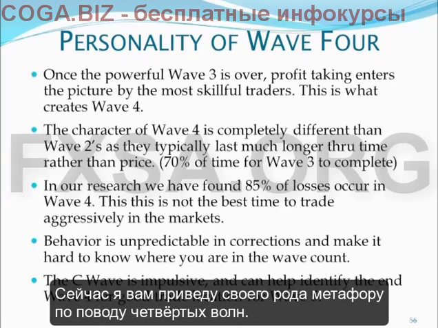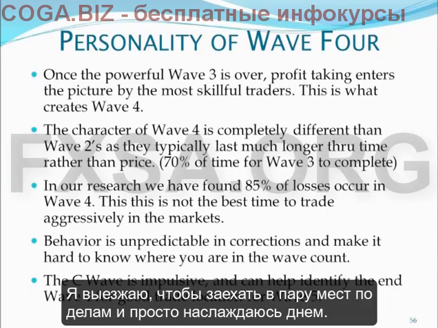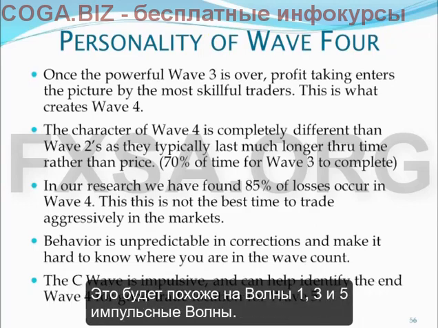Now I'm just going to give you kind of a scenario on how I look at wave 4s. If I were driving, let's say we look outside and it's a beautiful day outside. The sun is shining, there's no clouds in the sky. I have a convertible, I put my top down, I go out, I run some errands and just enjoy the day. That would be like a wave 1, 3, or 5, in an impulse wave.